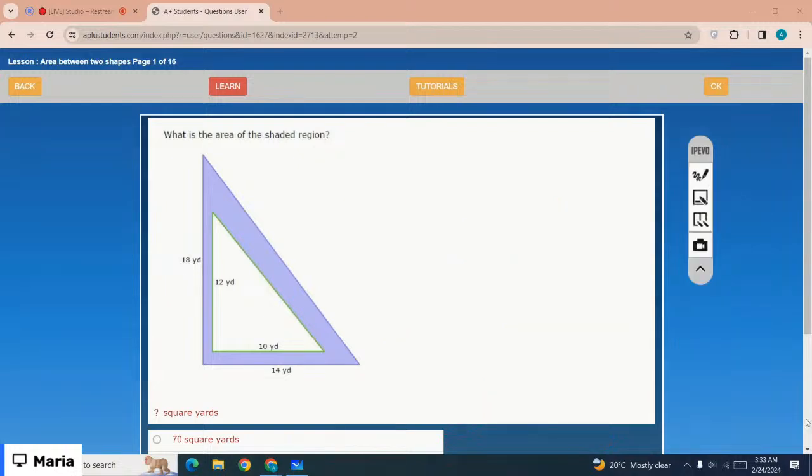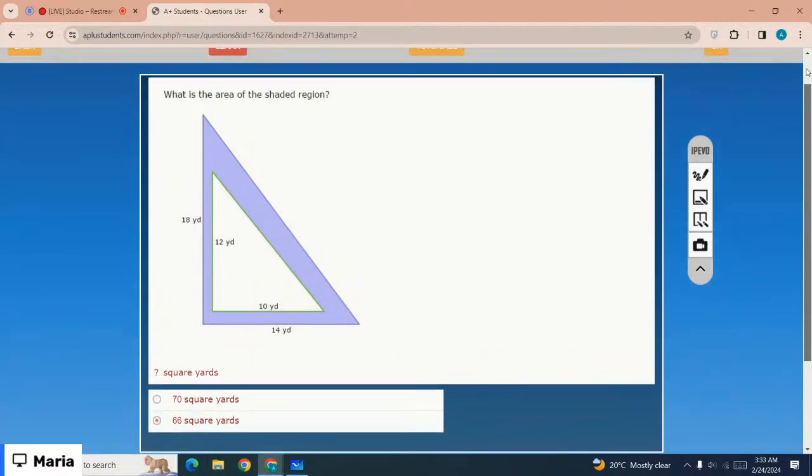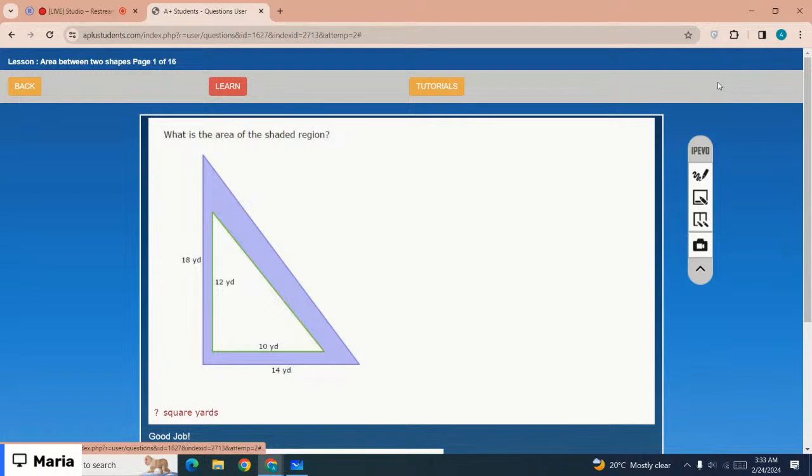The correct option is 66 square yards. Option number 2 is the correct option. Got it?